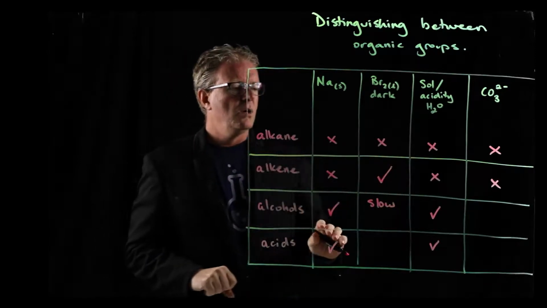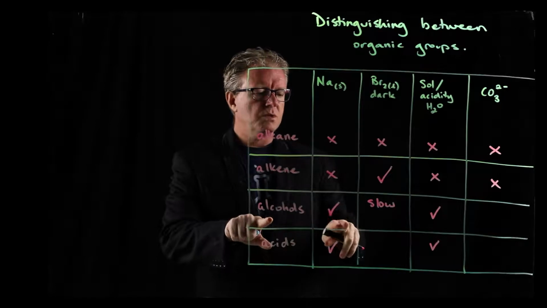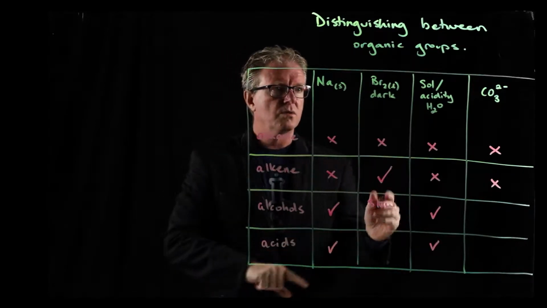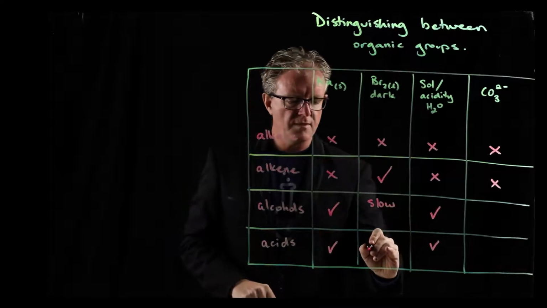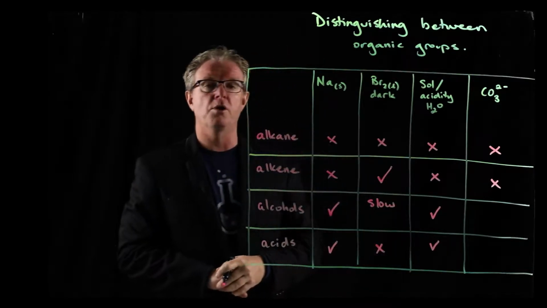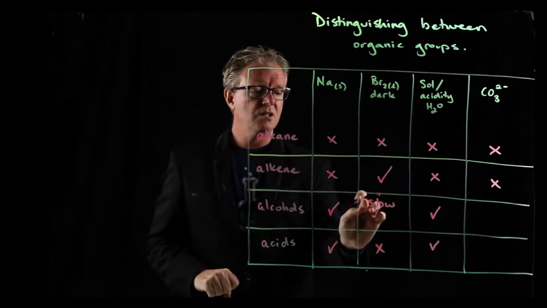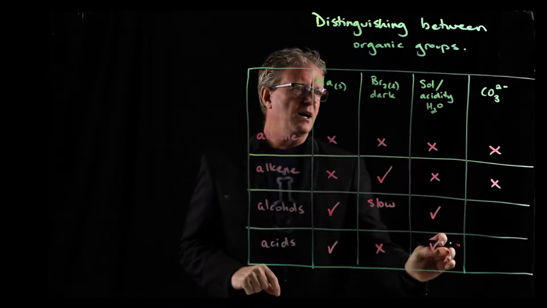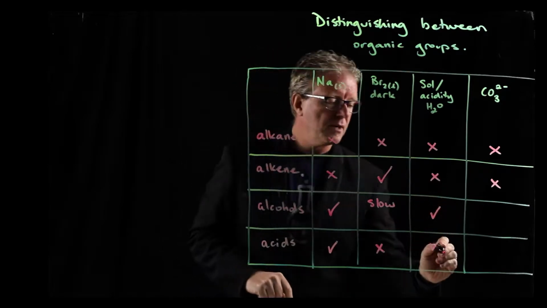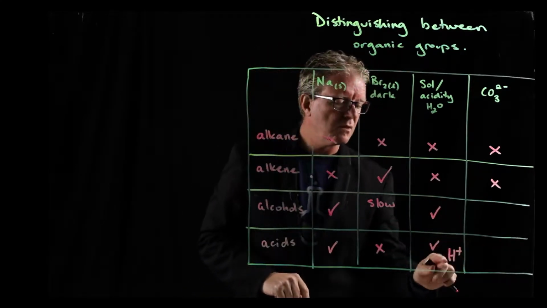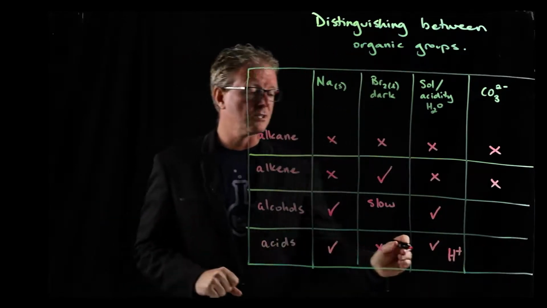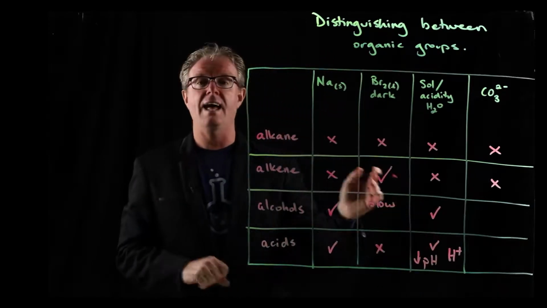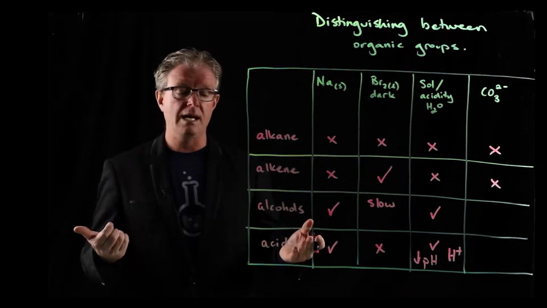Okay. What about alcohols? Well, we said that alcohols react with sodium, and so do acids. Well, they slowly react, and the acids don't react with bromine water. So once again, you want to think, well, I want something a little bit more definitive than that. They both are soluble in water. However, this is releasing a H+, and therefore the pH is low, right? So we've got a low pH. So we could use an acid-base indicator or a pH probe.